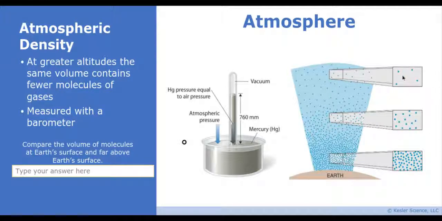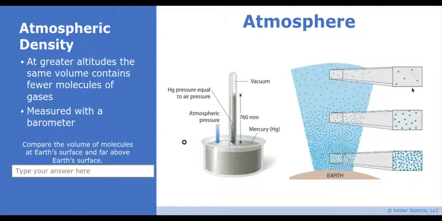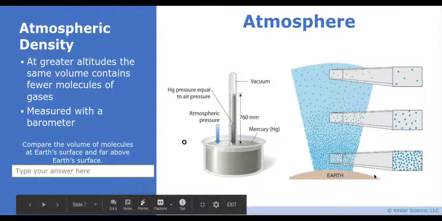And then up here at the top, there is very few molecules. So unlike the others, we don't see as much density. There's not as much density. So down here at the bottom, more density. Up at the top near the thermosphere and especially the exosphere, there's not as much density.